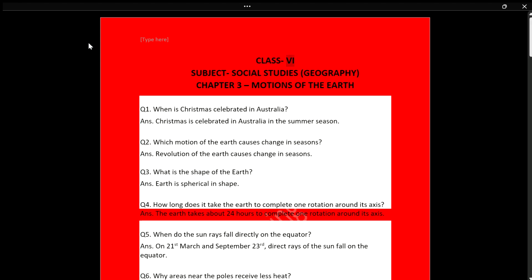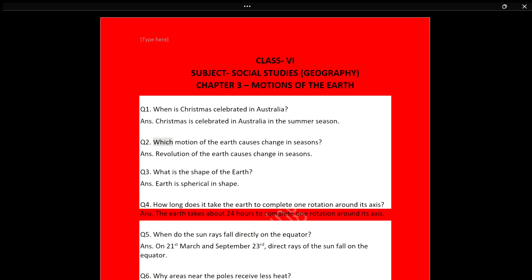Class 6. Subject: Social Studies, Geography. Chapter 3: Motions of the Earth. Q1. When is Christmas celebrated in Australia? Ans. Christmas is celebrated in Australia in the summer season.